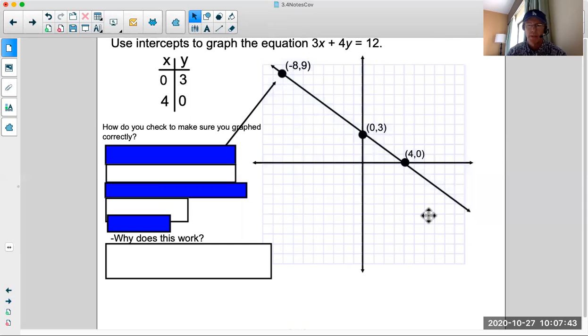And you should have something that looks like that. You probably don't have the -8, 9 labeled as a point yet. That's okay. Don't worry about that right now. But you should have these, and you should have a line that's extended. Okay. So here's the next question.